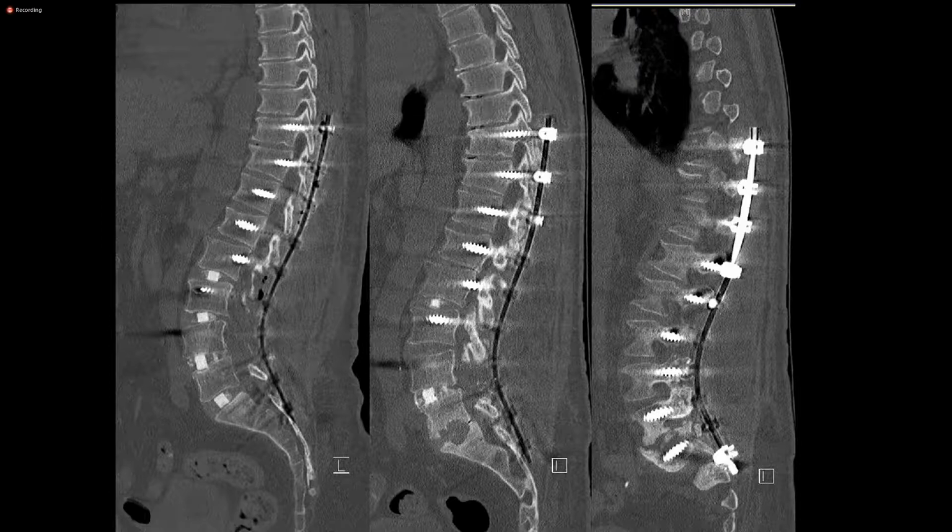By looking at the CT in the middle, we can see the hardware failure on the top, which is T10, and also from the index procedure, I used the BMP to try to get better fusion, which caused osteolysis between L5 and S1. That's quite significant. Also, the patient had hardware failure. You can see on the right imaging at S1 level, also the connection between the rod and the iliac screws.